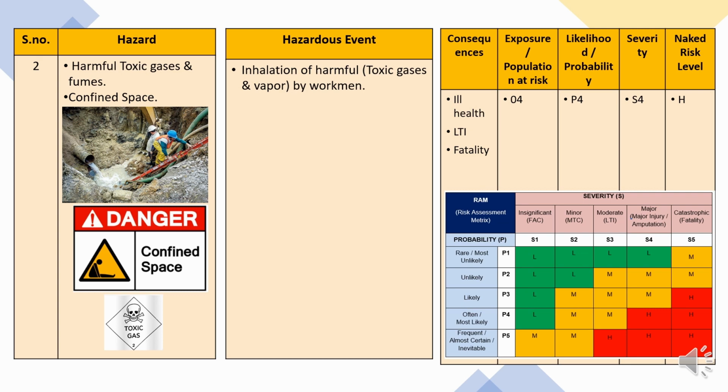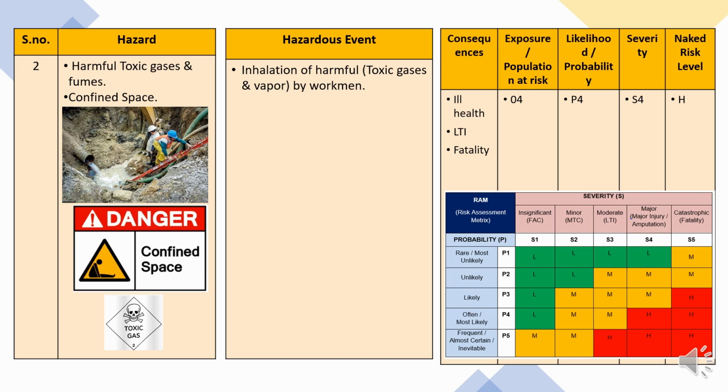Let's come to the exposure and population at risk. Same as before, we have considered that 4 persons are working in the excavation area. Now coming to the likelihood level or probability. Without considering the existing control, we have considered P4. It means often or most likely, meaning these harmful gases or confined gas environment may most likely be available in the excavation. Now severity S4.